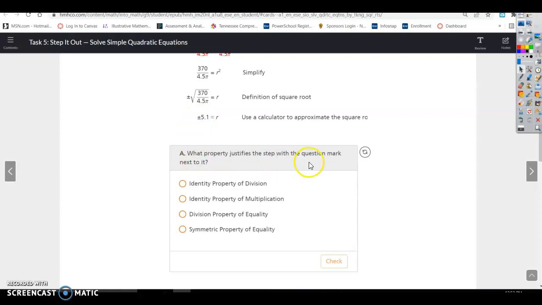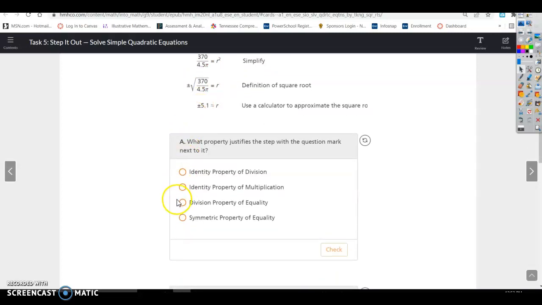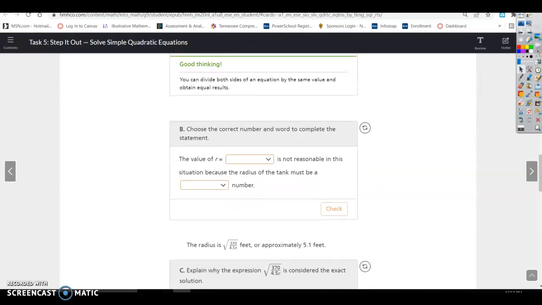What property justifies the step with the question mark next to it? All right, so if we look up here, we went from this step to this step. What did we do? So we divided both sides by 4.5 times pi. So that is our division property of equality. And then it says choose the correct number and words to complete the statement.